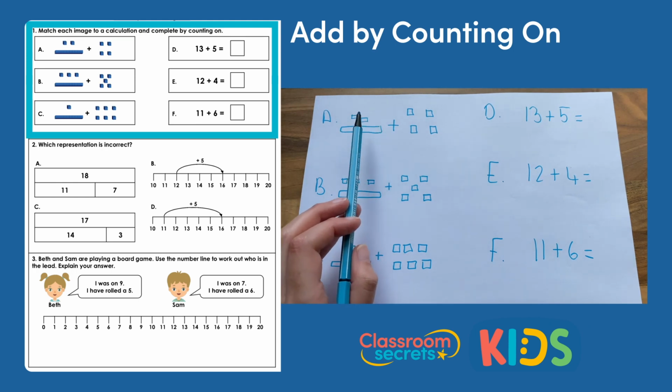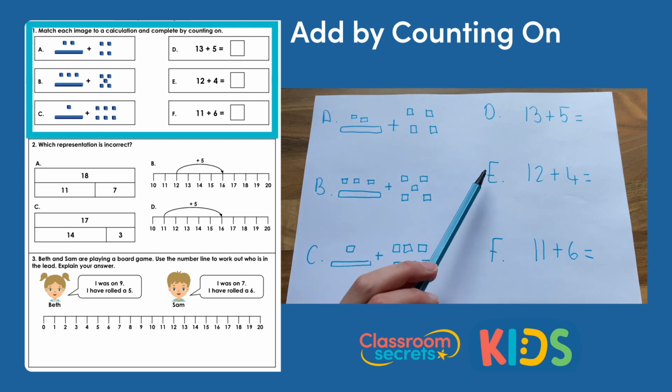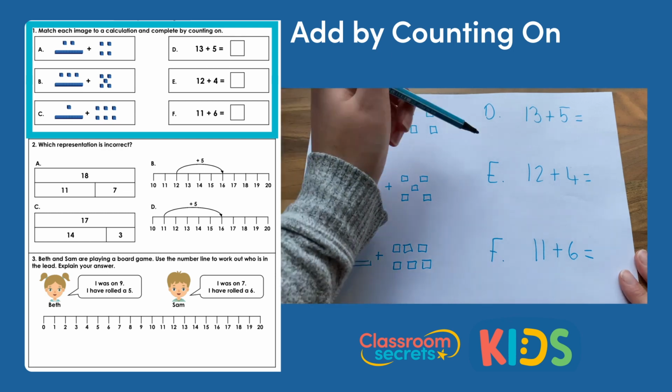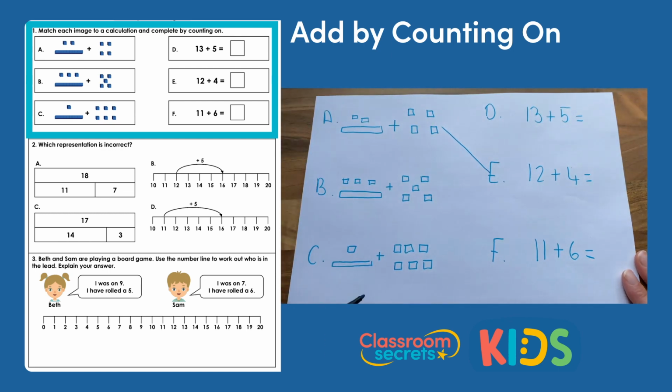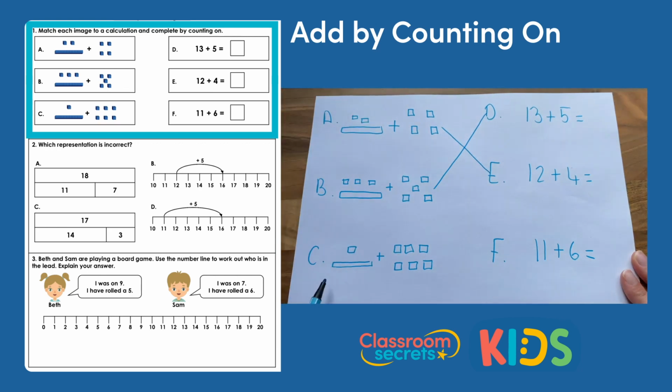So I've got 10 and 2. 10, 11, 12, add 4. I can see that it matches up with E, which is 12 add 4. So A and E go together. Okay, so now I've got 10 and 3 ones, 13, add 5. I can see that matches with D, which means that C should match with F, but let's just double check. 10, 11 and 6. Yes, they do. Brilliant. So we've matched them all up now, and now we'll be able to work them out.